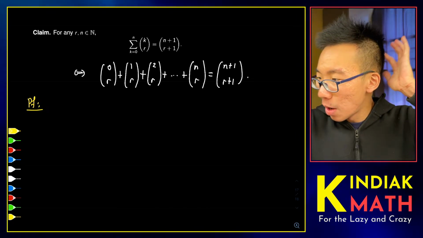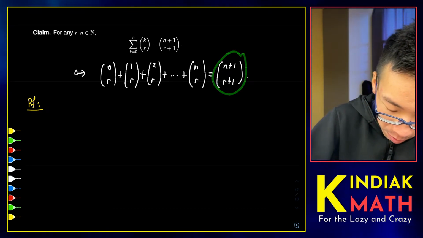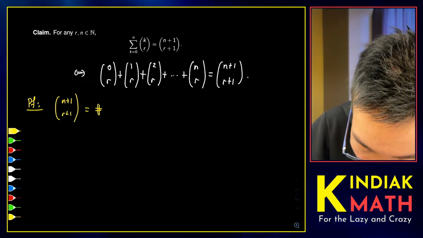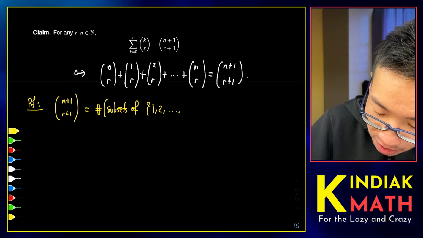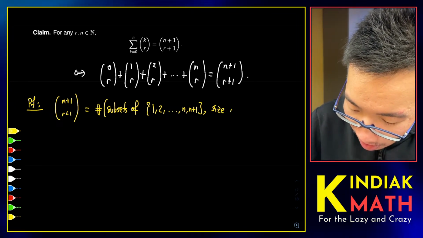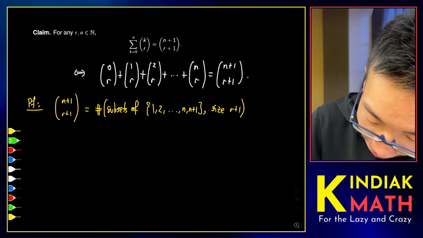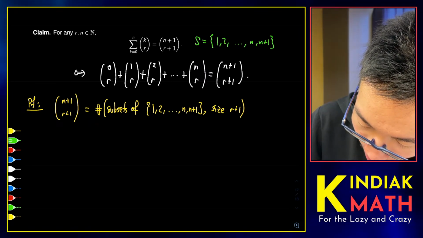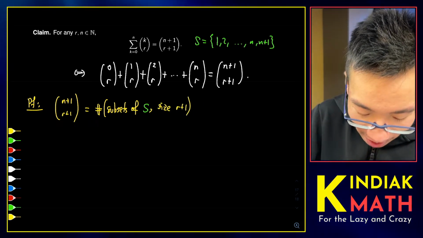And now we need to ask, how do we start? Well, the first thing to observe is that on the right side, n plus 1 choose r plus 1 is going to be the number of subsets of 1, 2, all the way to n plus 1 with size r plus 1. So maybe we can write out this over here. We can put the S over here. And we want to count the number of subsets of S with size r plus 1.